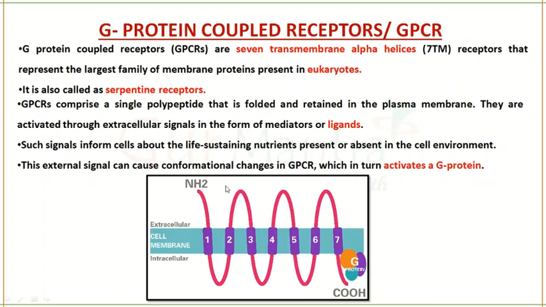The amino terminal is extracellular in nature, and the carboxy terminal is cytosolic, and this is membrane spanning, or transmembrane. 7 alpha helices will be present in the plasma membrane. So this is the general information on G protein coupled receptors.